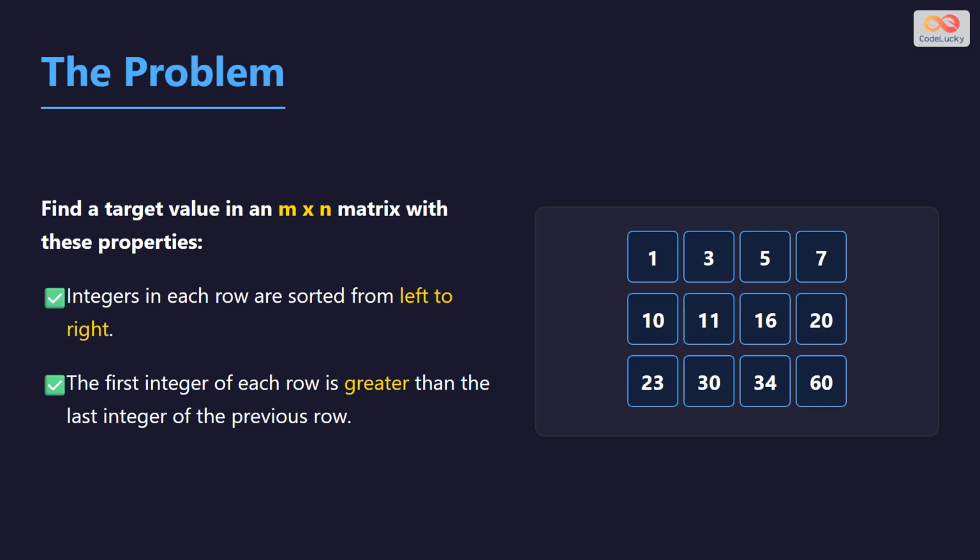Let's first understand the problem statement. We are given an M by N matrix with two specific properties. First, every row is sorted in ascending order from left to right. Second, the first integer of each row is greater than the last integer of the previous row. Our goal is to find if a specific target value exists in this matrix.